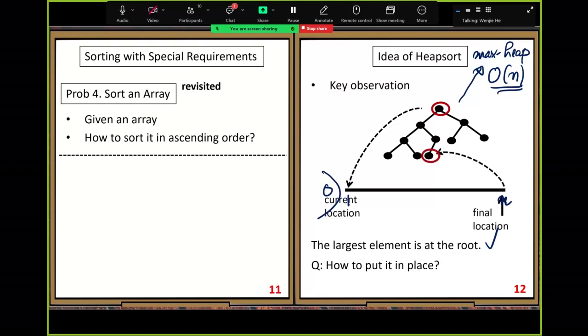Then how about we swap the first element and the last element at the end, one swap operation? We put one element in place. But because this node after the swap is at the root position, it's very likely it is dirty. Yes, there is very likely a violation at the root, so we need to run the max heapify operation to fix it.